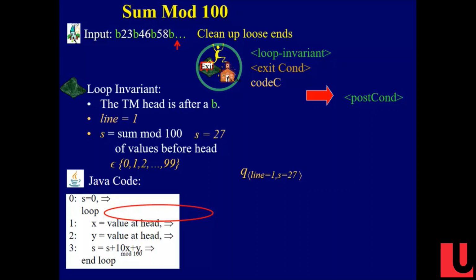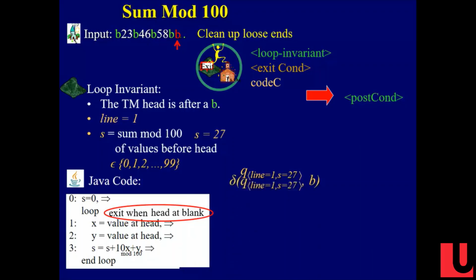So I say, hey, exit when the head's at a blank. So now I'm in this state. I'm looking at a blank. And always use B for blanks because blanks are hard to read. You got B as a blank, right? All right, so I'm reading a blank. What do I do?